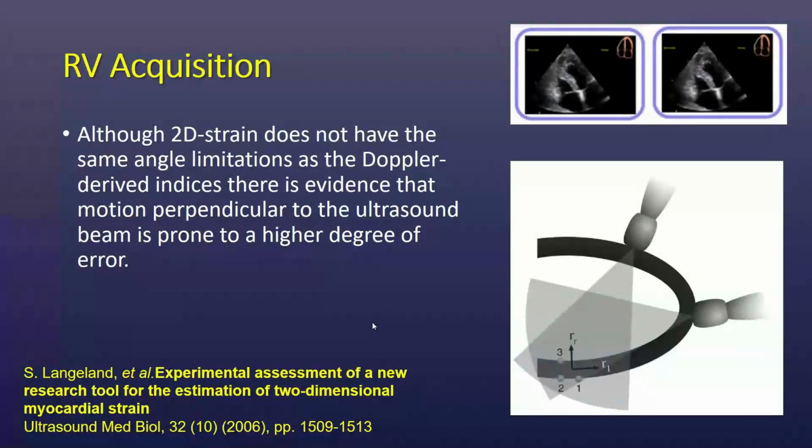We should try to keep the angle between our ultrasound beam and the right ventricle within 30 to 40 degrees. To use larger angles can impact on the value of strain. So I would be very cautious in using this approach, especially in patients.